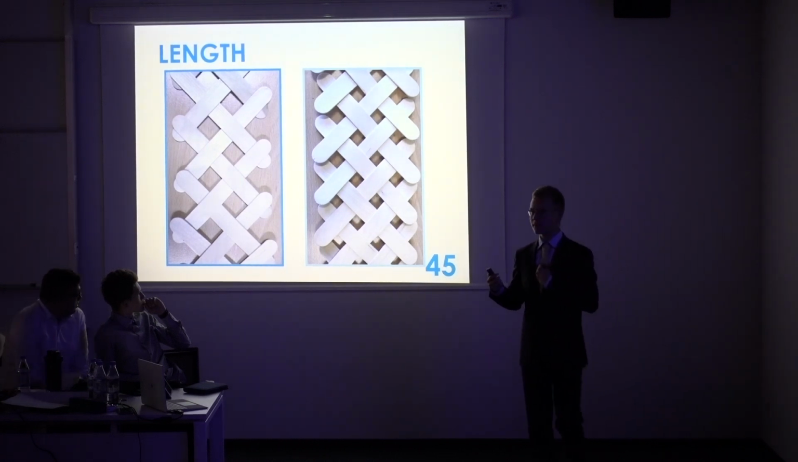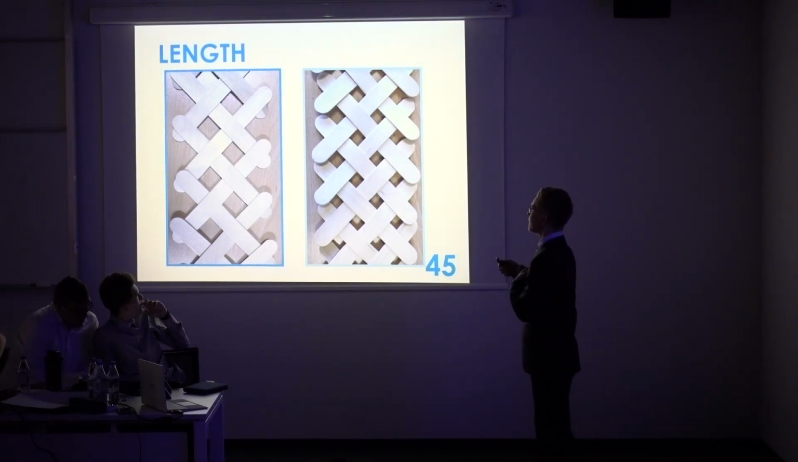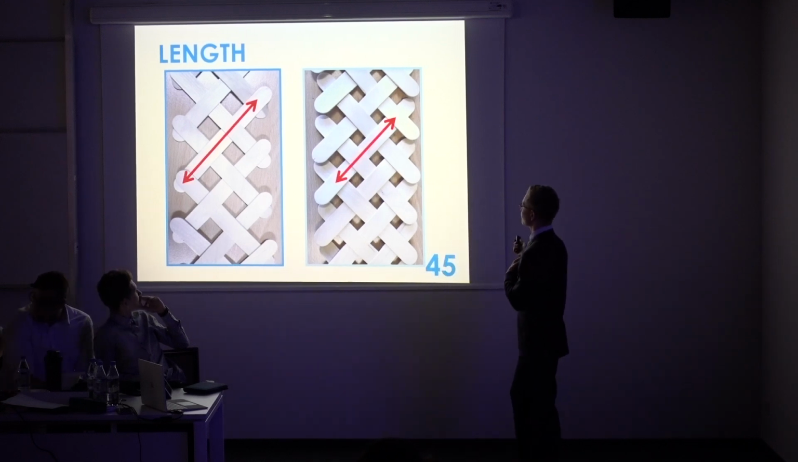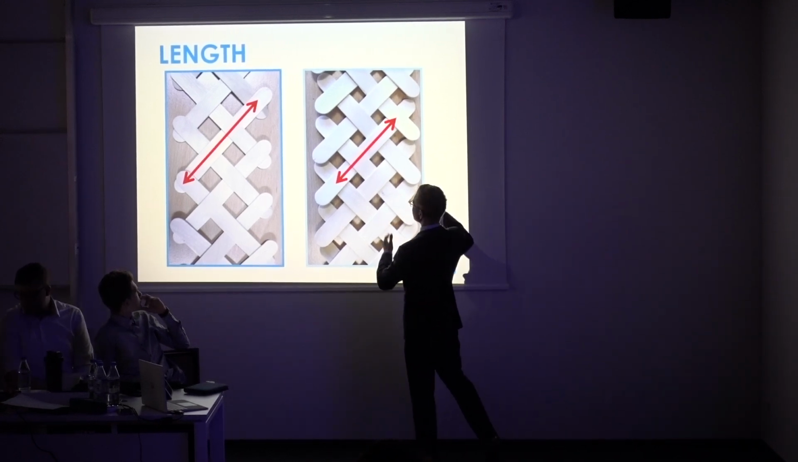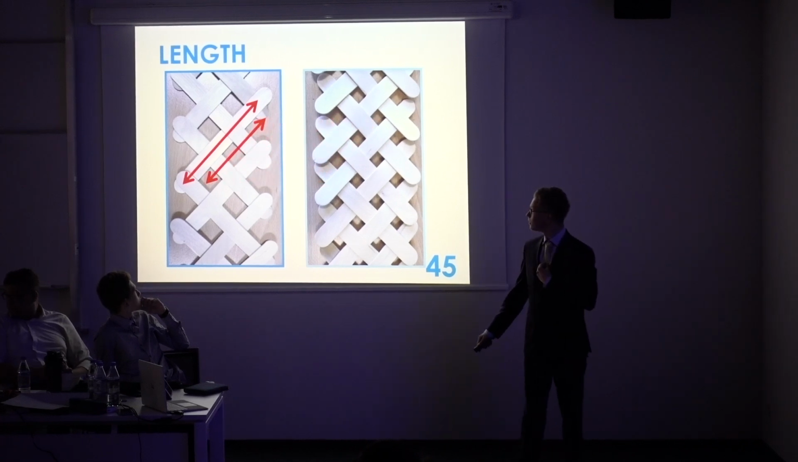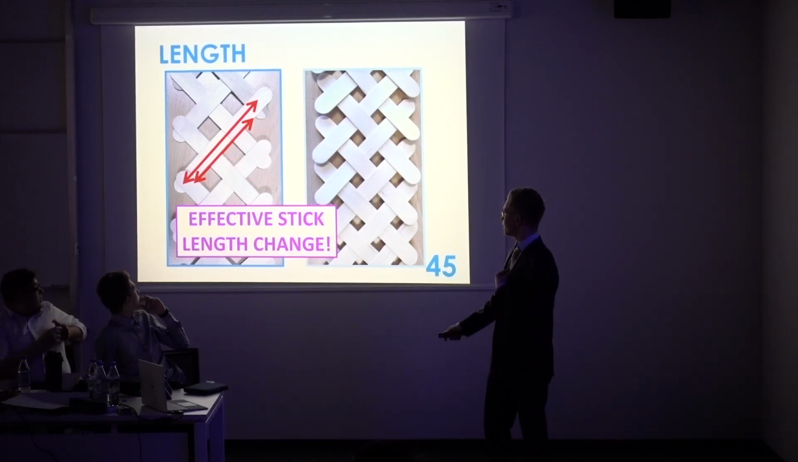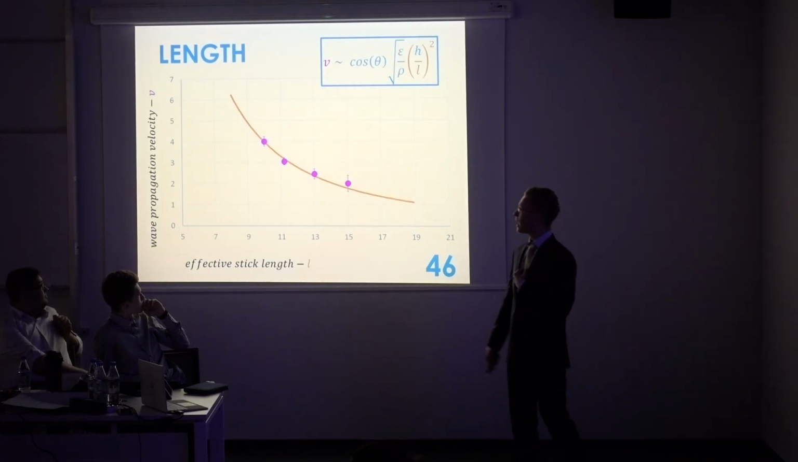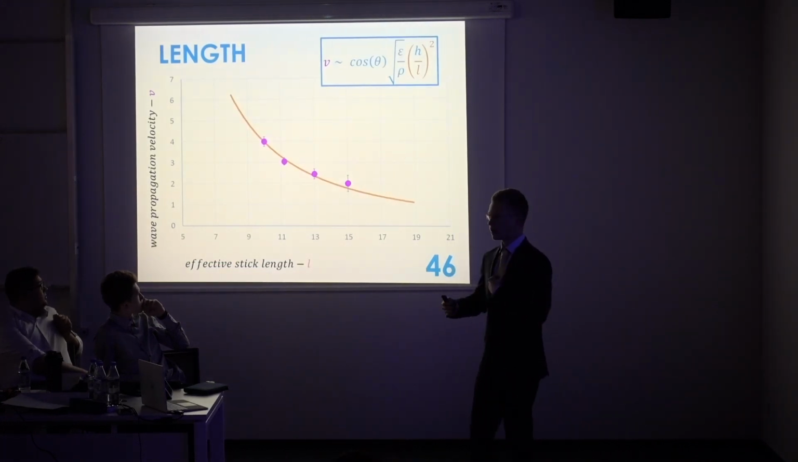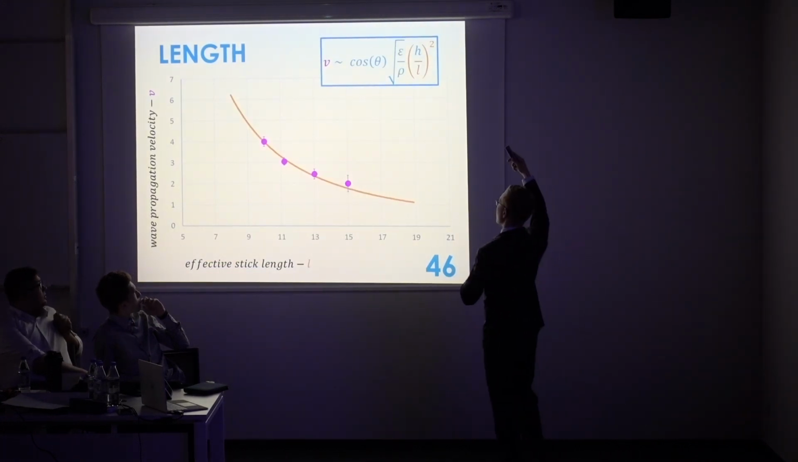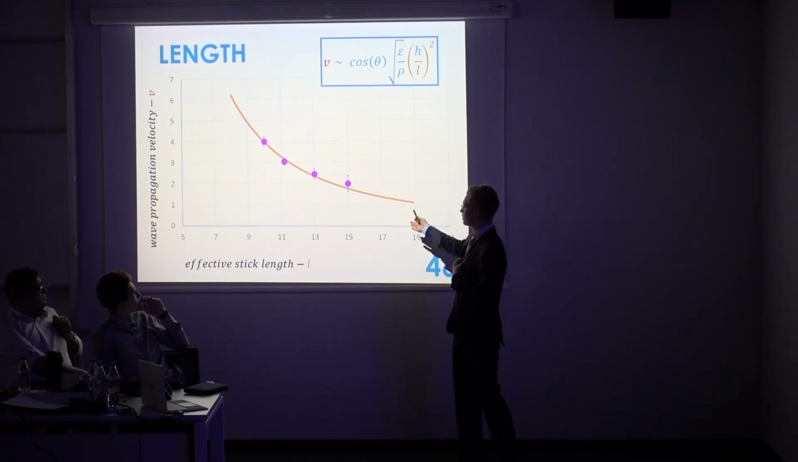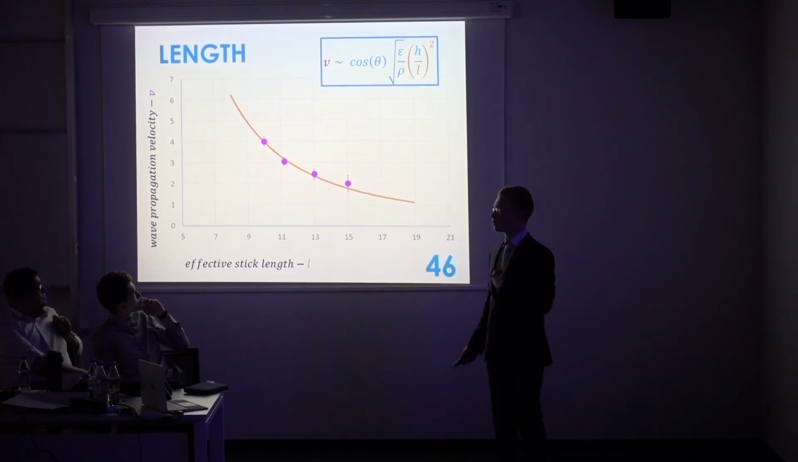Next, what we will be investigating is the effective length of the sticks woven into the cobra, which also affects the velocity, and we can see that indeed the velocity scales as 1 over L squared, as you can see in the picture here.